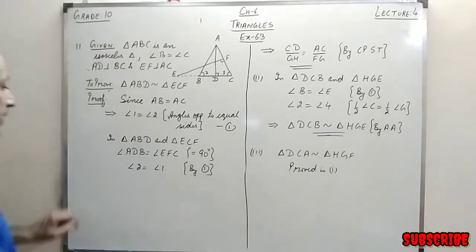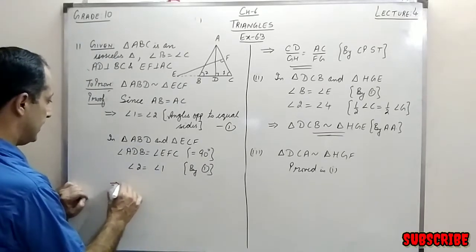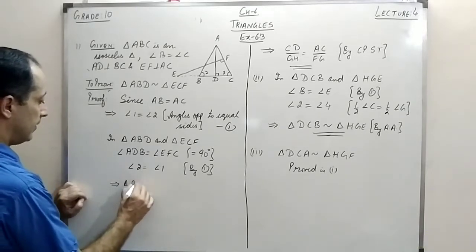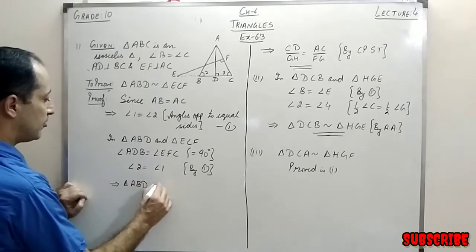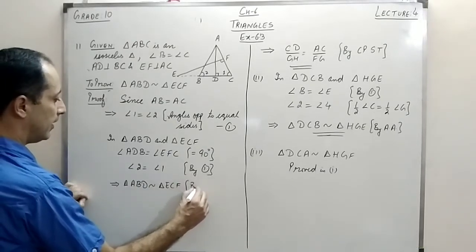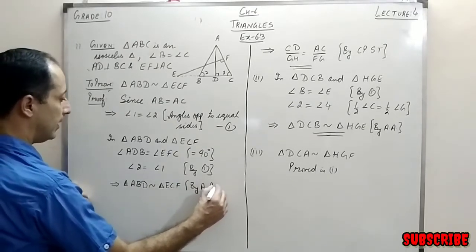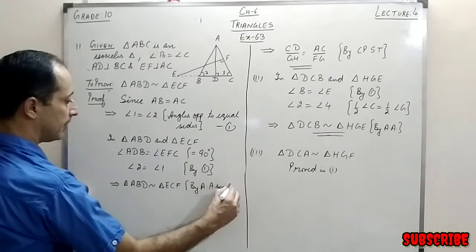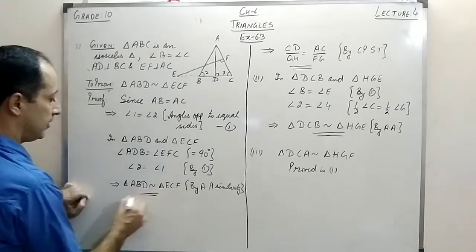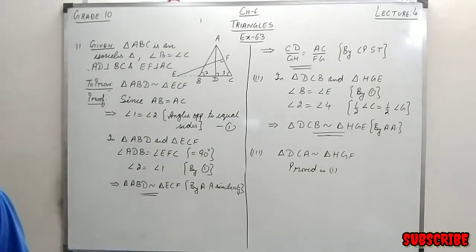So what we can say? This means triangle ABD is similar to triangle ECF, and this is by AA similarity. Quite an easy question, right? Let's see the next question now.